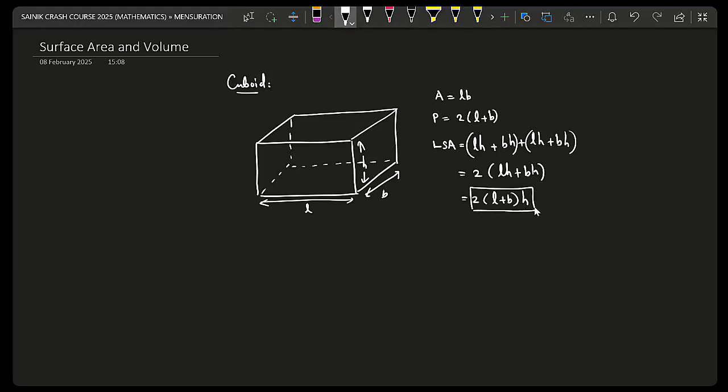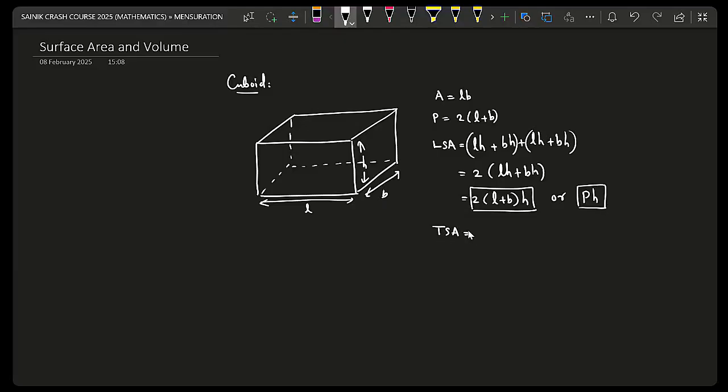This can also be expressed in another way. We know this 2 of (L plus B) is nothing but the perimeter of the base, so you can use it as P. So we can say PH directly. What do you mean by P here? Perimeter of the base. H means the height. So the lateral surface area of the cuboid, you can remember either as 2 into (L plus B) into H or P into H.